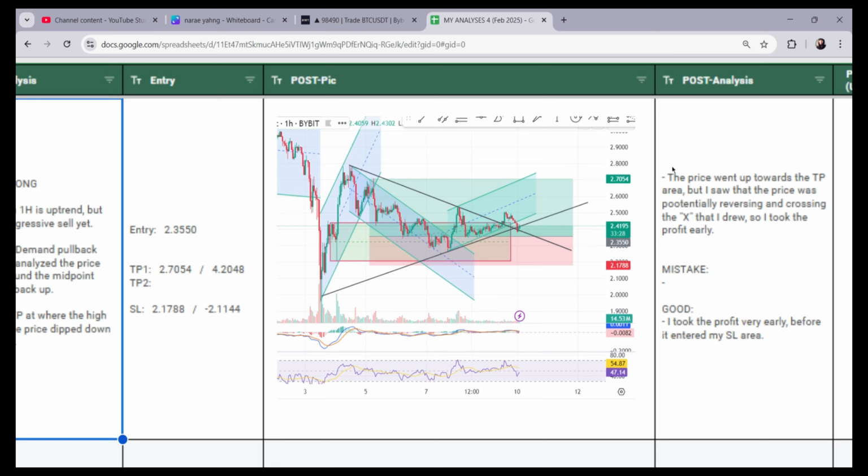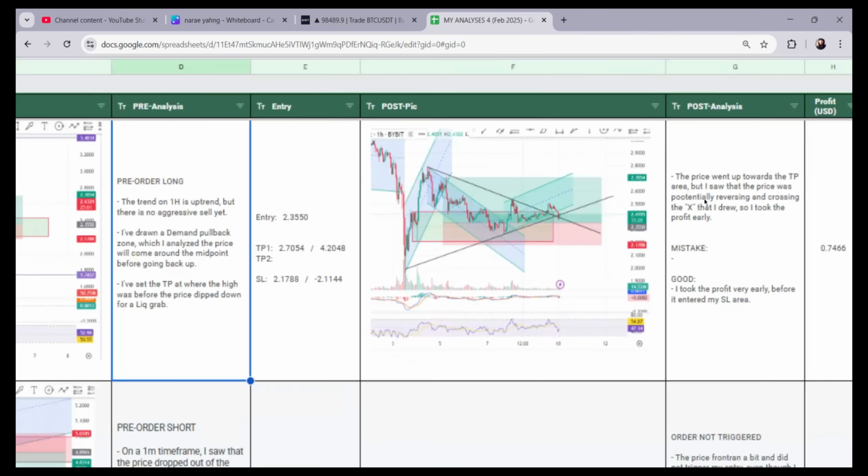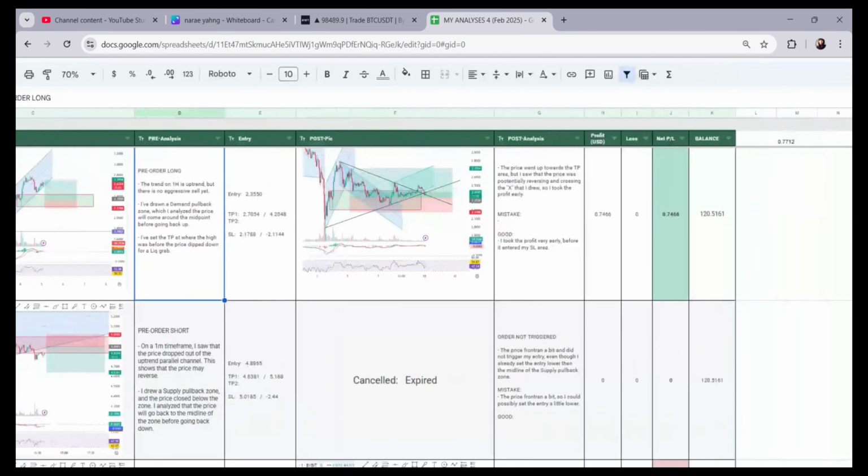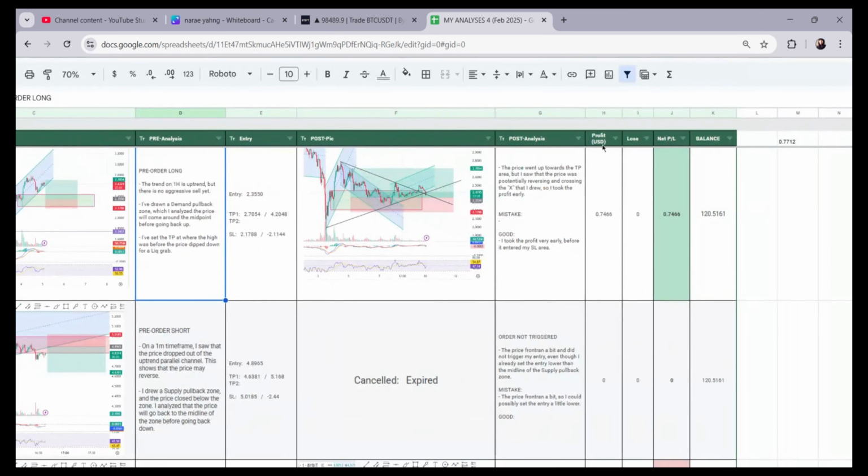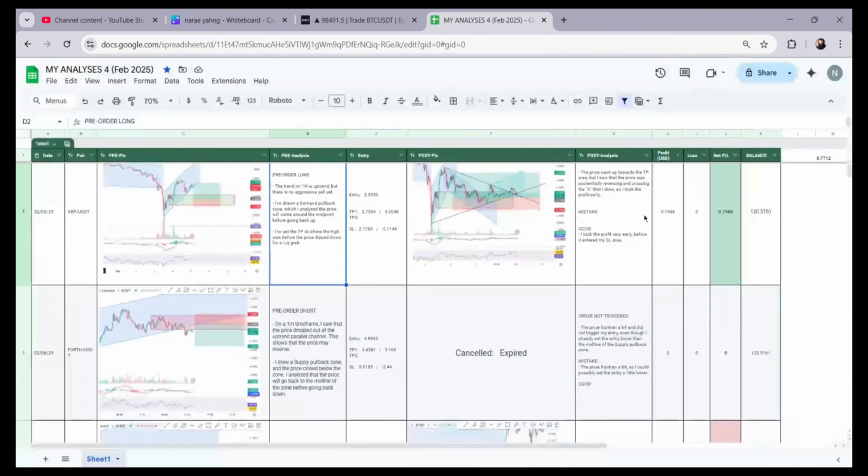Then I explain on the side why I took it early and whether there's any mistake or good things that I could write about this trade. And this is just the profit that I made, any loss, and then it will calculate for me. It will show the balance that I have. And yeah, I just try to do that every day.